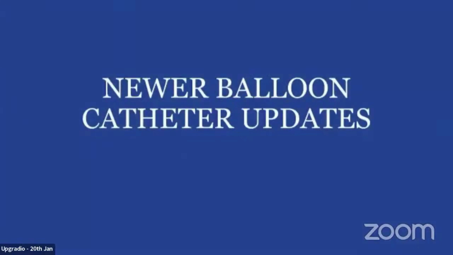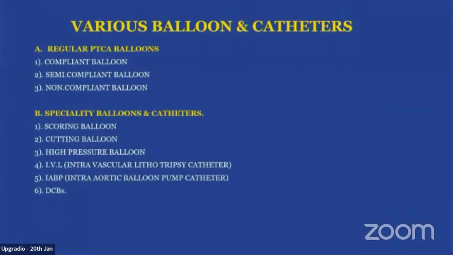So we know the conventional coronary balloons, the regular balloons that we use: the compliant and semi-compliant balloons. We use semi-compliant balloons for pre-dilatation in most cases, and non-compliant balloons for post-dilatation, meaning post-stenting optimization. Then there are some special modified balloons, like the scoring balloon such as AngioSculpt, and the cutting balloon, which is now used to modify the calcium.